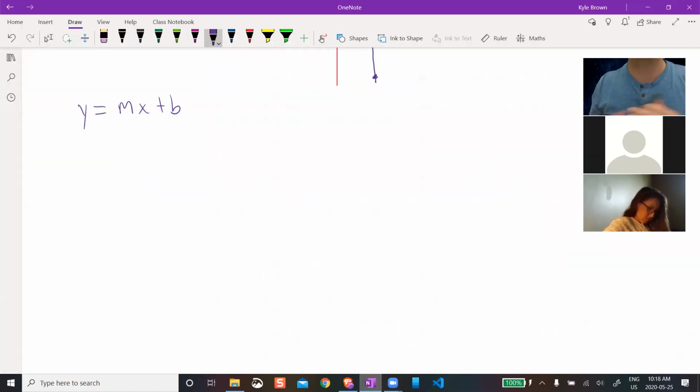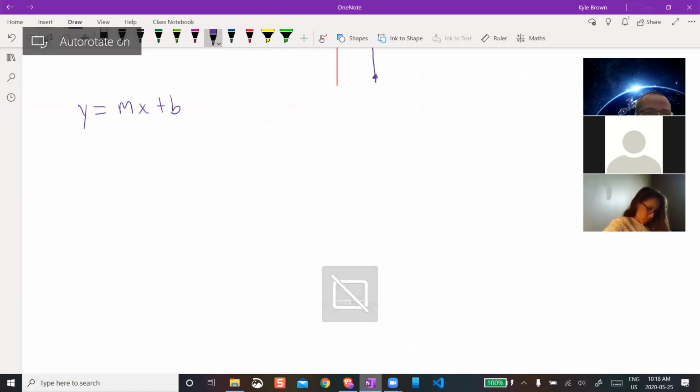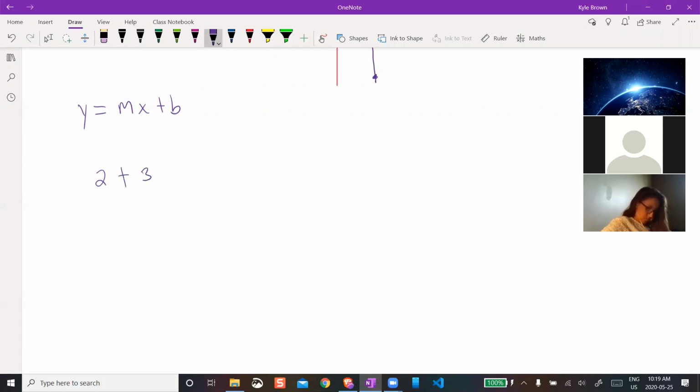Okay, so let's do an example like this. Sorry, I got to flip my computer again. All right, so let's say we had a question like this where it said, sketch the graph of, let's go like 2 plus 3y is equal to 4. Oh, 4x.